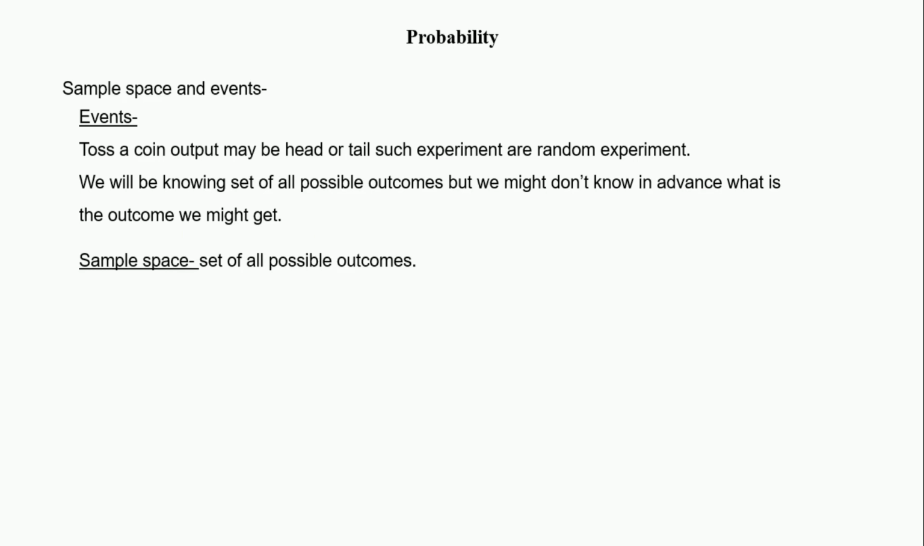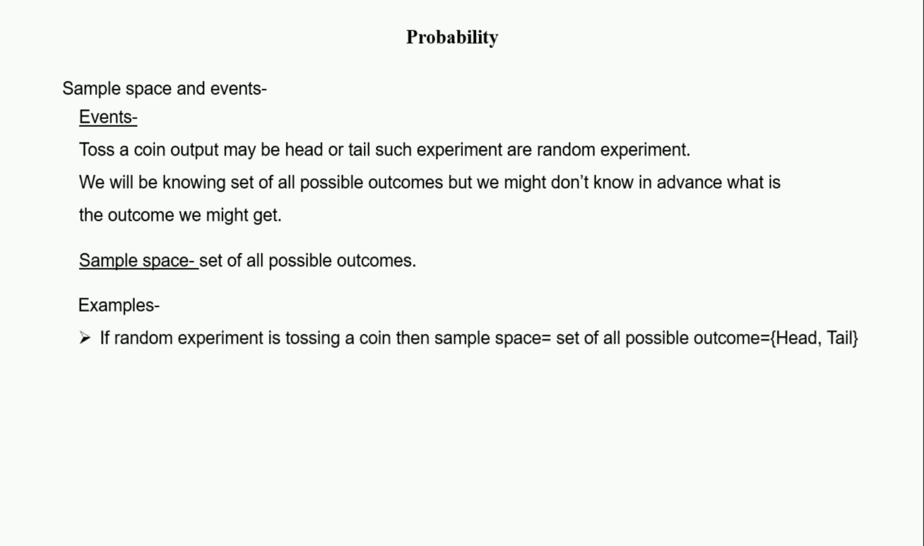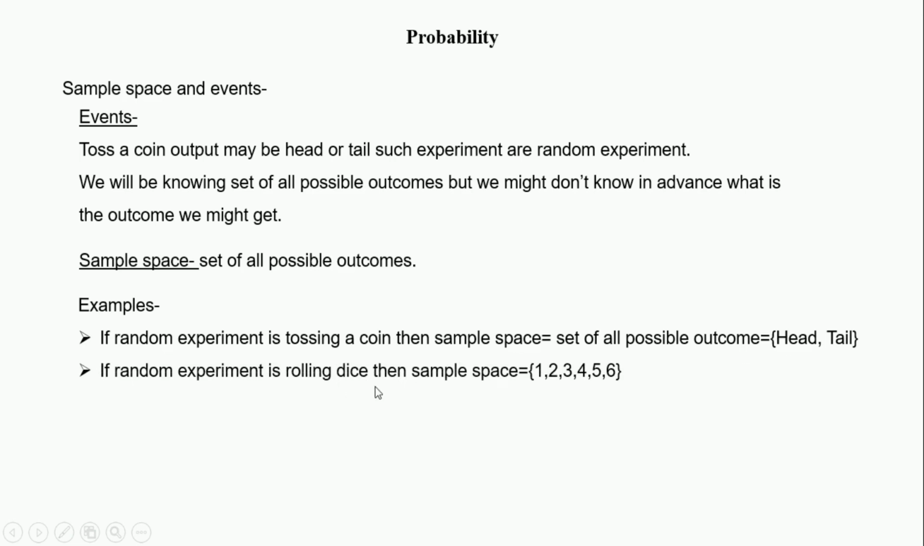Let's take an example, then it will be more clear to you. If the random experiment is tossing a coin, then the sample space is the set of all possible outcomes, that is head and tail. If the random experiment is rolling a dice, then the sample space is 1, 2, 3, 4, 5, 6. When we are rolling the dice, it can come either 1 or 2 or 3 or 4 or 5 or 6. That's why all these outcomes together are called the sample space. And when we are rolling the dice, we can't predict what is going to come. That's why rolling a dice is a random experiment.